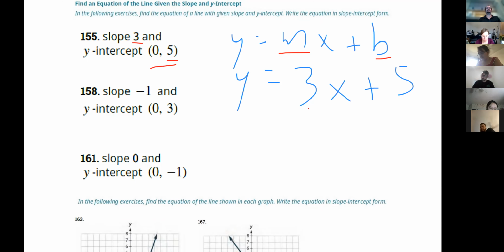Questions about this? Do we think we can get something like this? If they give us a slope and an intercept, can we put it straight into slope intercept? Here, I believe they're going to give you a slope and an intercept coming up. I believe they're going to give you a slope and just a point. It's not an intercept. And then we go to finding a line between 2 points. So that should be 155.